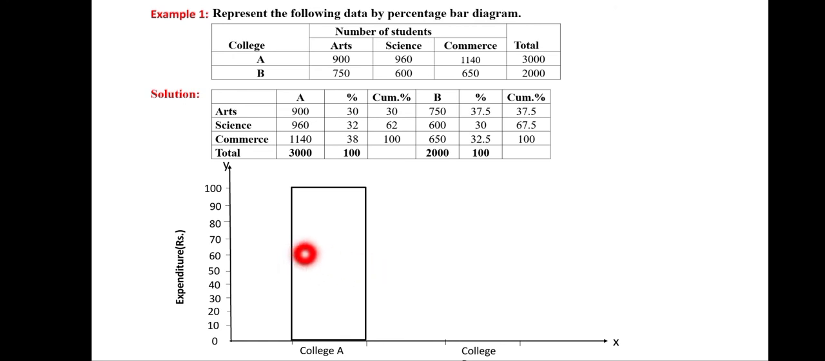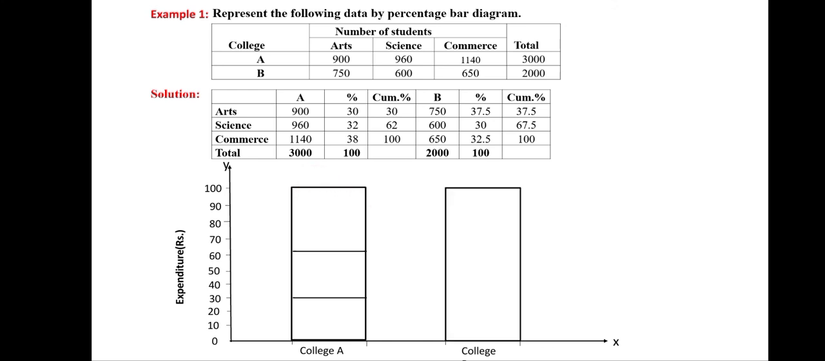Now we have to split this into different components. So check the cumulative percentages. The first cumulative percentage is 30 for arts. So in front of 30, draw a line. Second one is 62, so draw a line in front of 62. And the third one is 100, that we have already drawn.